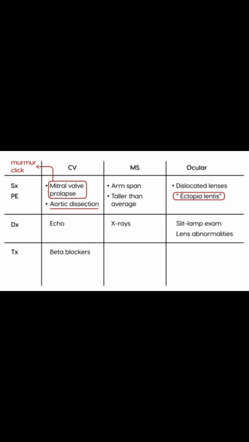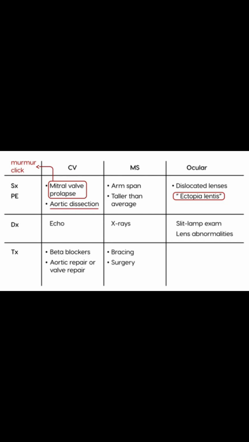Sometimes, if the person has a serious enough case, you can also do aortic repair or valve repair to help make sure the cardiac complications don't progress. The musculoskeletal abnormalities are really helped with bracing and, if necessary, surgery.